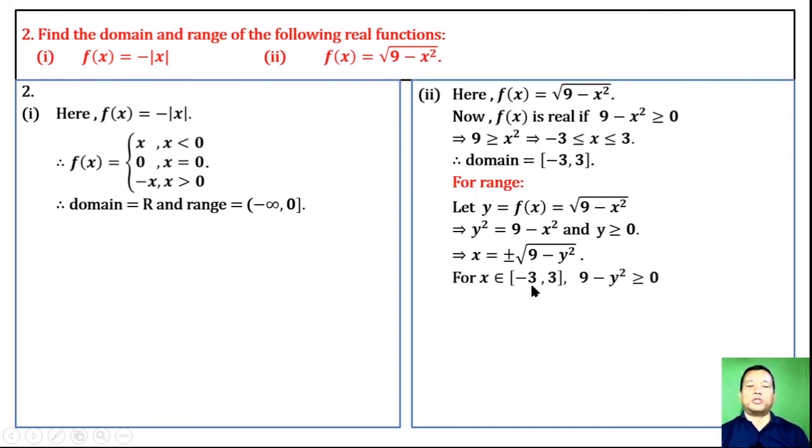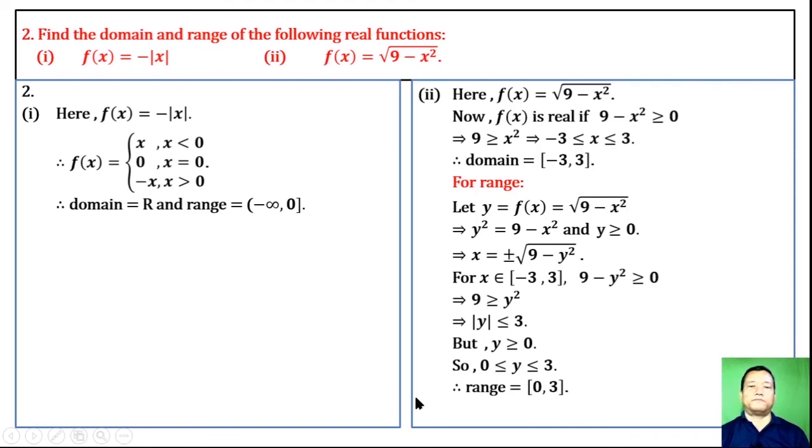For x to be real, this radicand should be greater than or equal to 0. Similarly, we get 9 greater than or equal to y square. Solving, modulus of y should be less than or equal to 3. But y should be positive or 0. Combining these two, we get y lying between 0 and 3, including the two. Therefore, all those possible values of y for which x belongs to the domain form the range. Therefore, the range is the closed interval [0, 3].